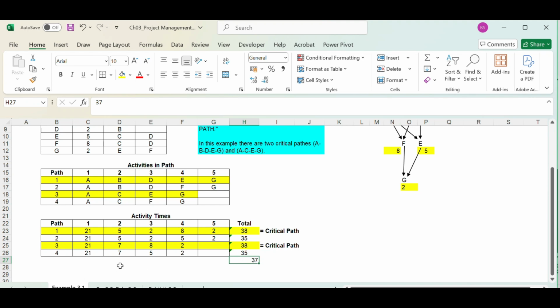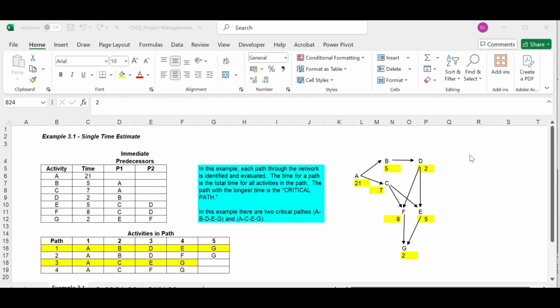Since we don't have such a path here, we can say that the near critical paths are path 2 and path 4, the 35-minute duration. We have two near critical paths and two critical paths in this example. So we can also say that there are two critical paths and two non-critical paths in this example. A non-critical path is a path whose allowable delay is not 0.